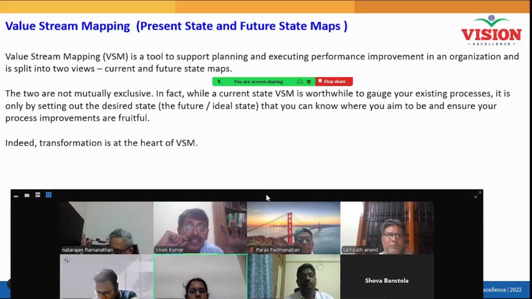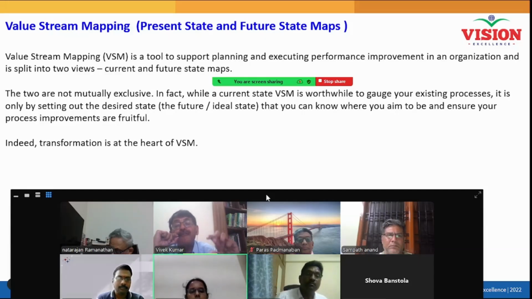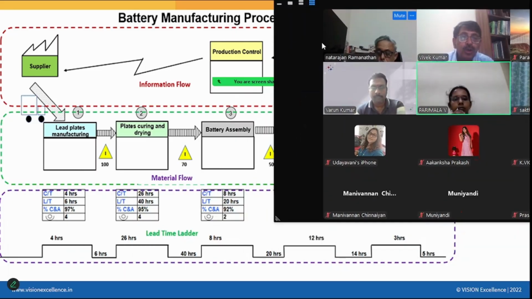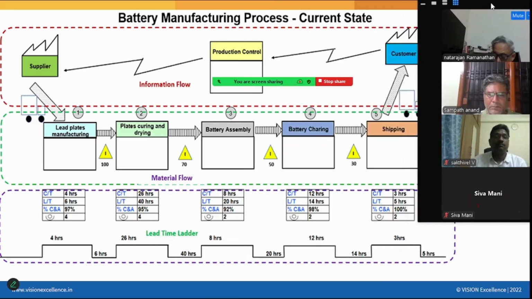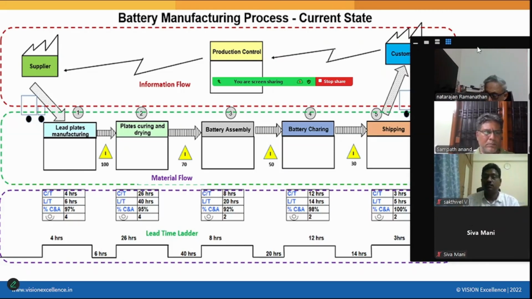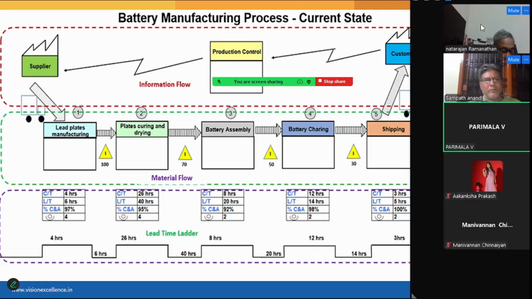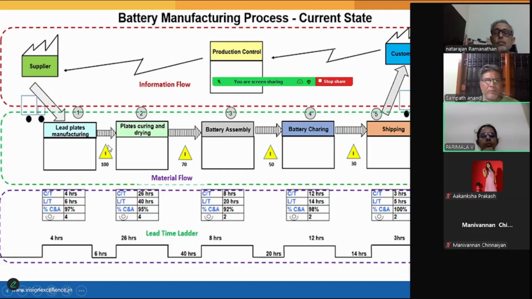So when we look at the value stream map, we simultaneously create a future state map, and this is one of the examples of the current state, and I will take you through the learning process by which we will create a future state value stream map. Please have a look at this.